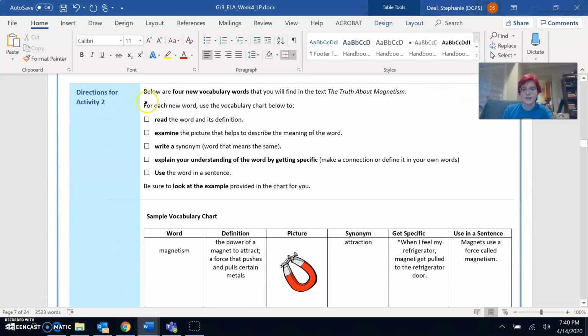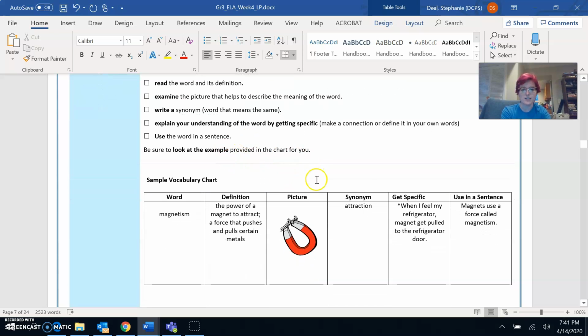So our next activity. Below are 4 new vocabulary words that you will find in the text, The Truth About Magnetism. For each new word, use the vocabulary chart below to read the word and its definition, examine the picture that helps to describe the meaning of the word, write a synonym, a word that means the same, explain your understanding of the word by getting specific, make a connection or define it in your own words, and use the word in a sentence. Okay, be sure to look at the example provided.